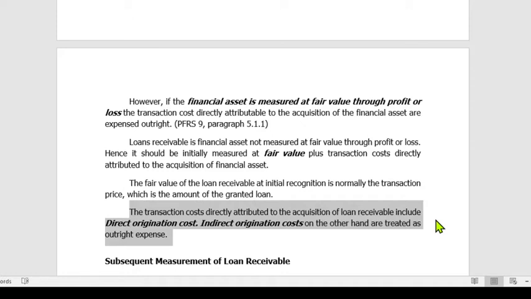Sir, what is the bearing of identifying direct and indirect? Because direct origination costs are the ones included in the fair value, right? You measure the loan receivable at fair value plus transaction cost. That transaction cost, these are the direct origination costs. The indirect origination costs are not included in the fair value plus transaction cost mentioned earlier. So, what do we do with indirect origination costs? It is expensed outright.